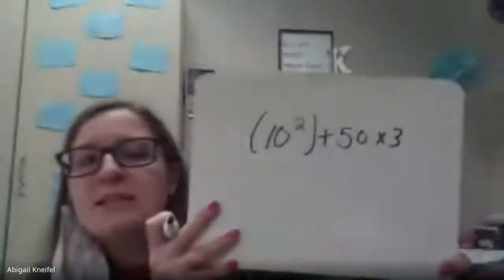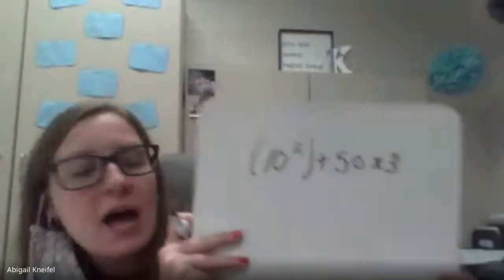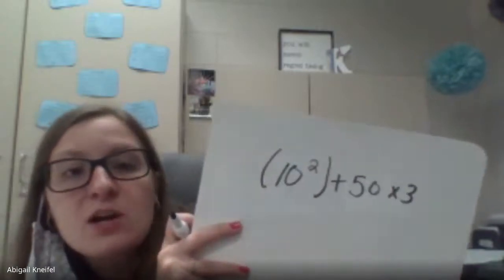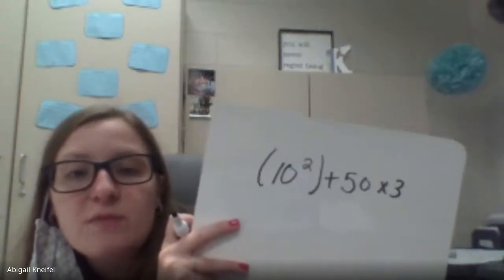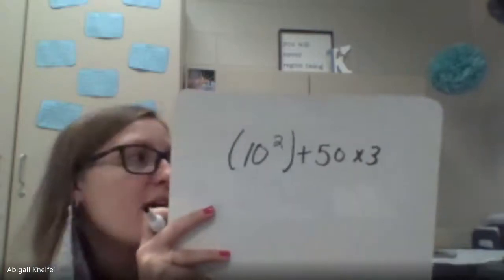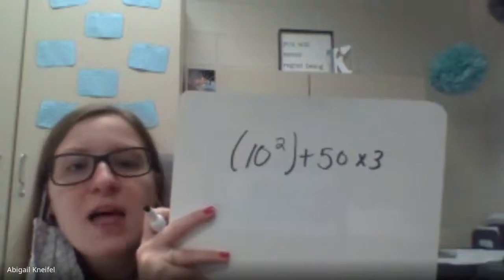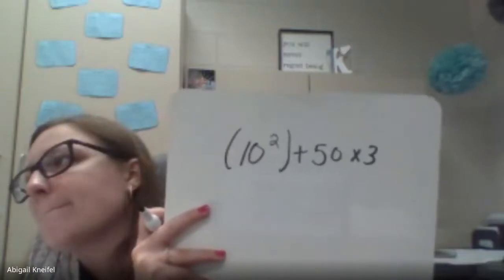One more problem. All right, this one's a little bit longer. 10 to the second power plus 50 times 3. So remember, you have to do multiplication before you do addition. So think about that. 10 to the third plus 50 times 3.